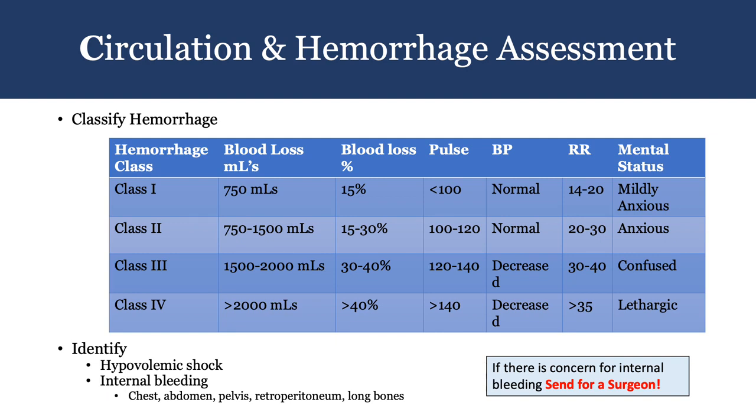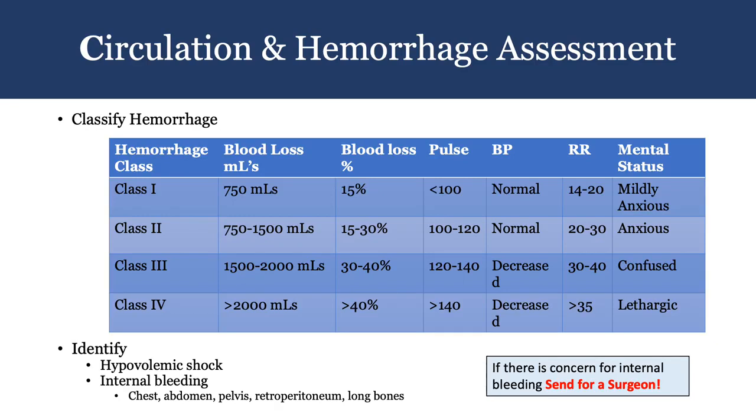Now, as you transcend to higher classes of hemorrhage, which correspond with even higher amounts of blood loss, the vital signs get deranged. For example, in class 4 hemorrhage, where you have lost close to 40% of your total blood volume, the pulse rate is high, the patient is significantly tachycardic, the blood pressure is decreased, the respiratory rate is high to try to compensate, and the patient may be lethargic or even comatose.